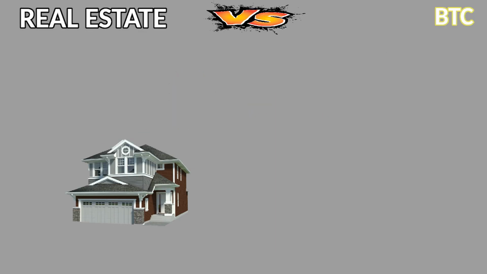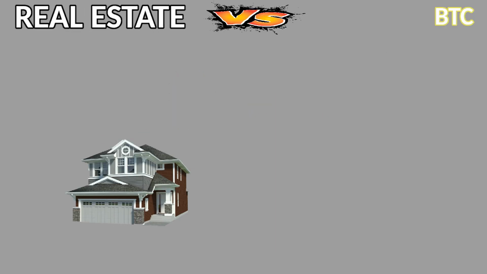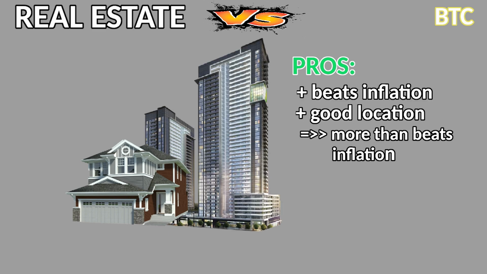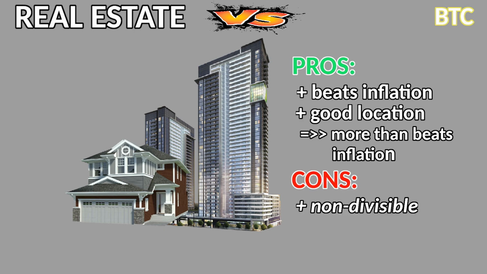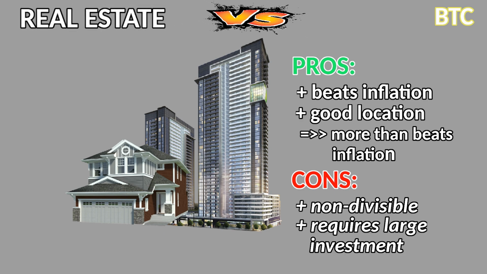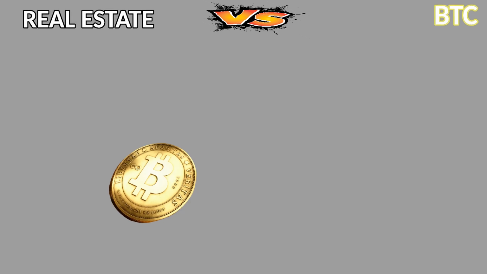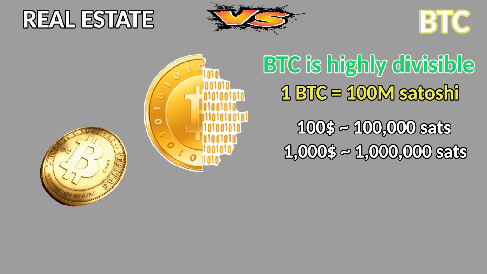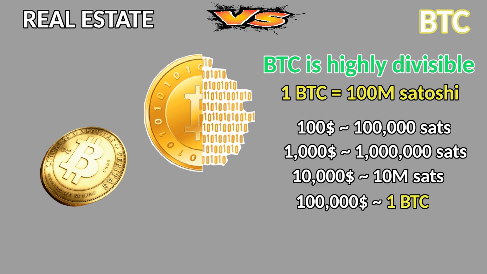Real estate versus BTC. If you have a good location, for sure you will beat inflation using real estate. But the problem is that you can't easily divide your house or condo. And if it's in a really good location, you would need a large capital to invest in it. BTC is easily divisible. You can invest in it even if you have a small or large capital.